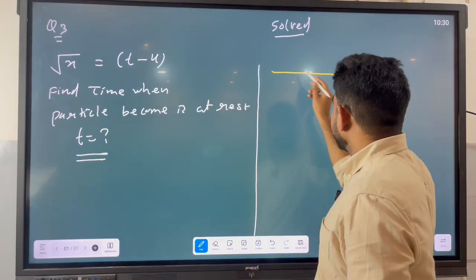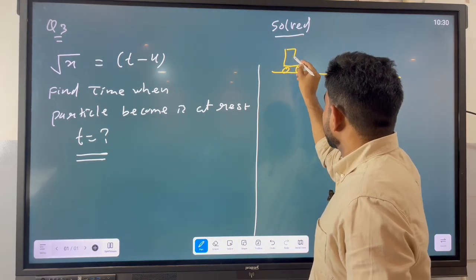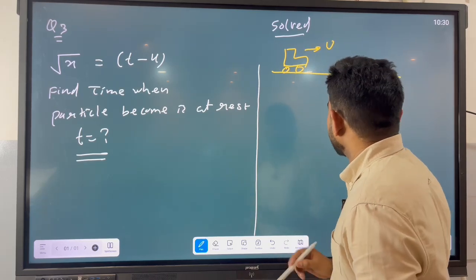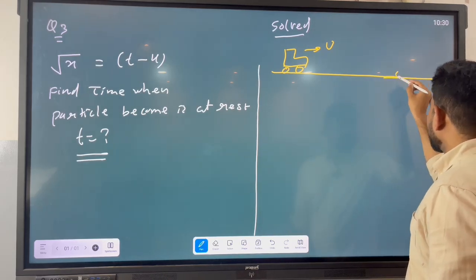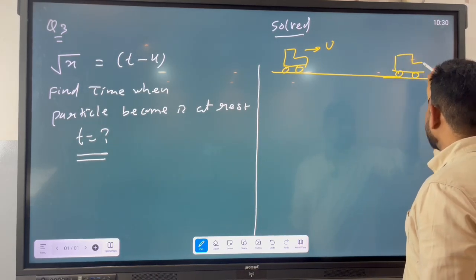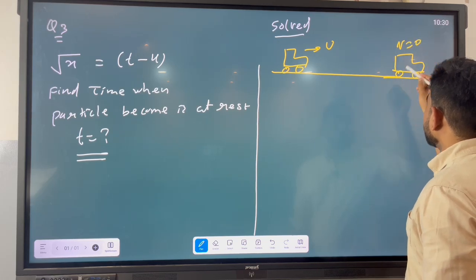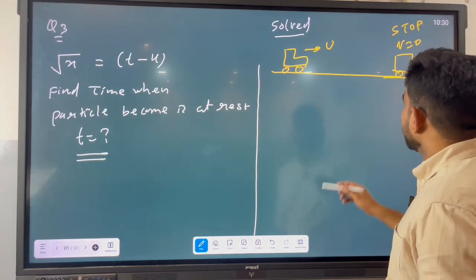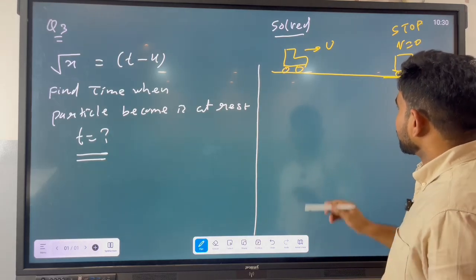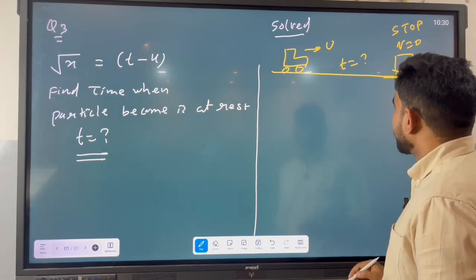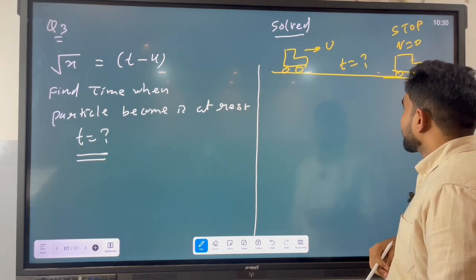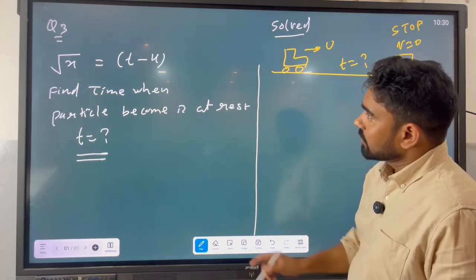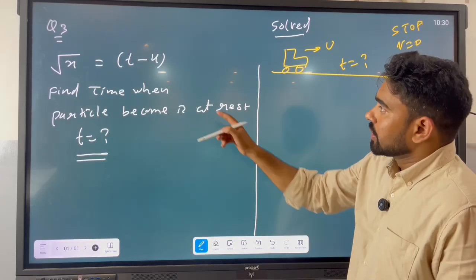Suppose that this is a vehicle, initially traveling with some velocity, suppose u, and some time after, the vehicle reaches this point, and here the velocity becomes equal to 0. The particle is at rest. In this situation, calculate at what time the particle, meaning the car, becomes at rest, right? Solve this problem according to the given problem.